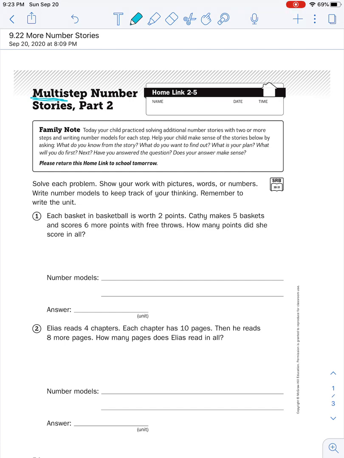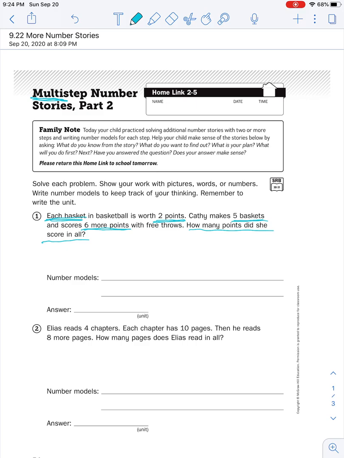Okay, first step, remember, underline my important facts. So it says each basket in basketball is worth 2 points. So I'm going to underline each basket and then 2 points because those two things go together. And then it says she makes 5 baskets and then scores 6 more points. How many points did she score in all?